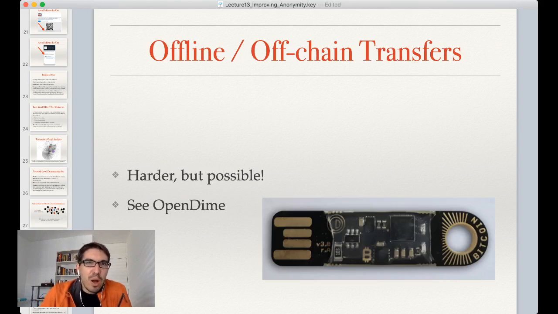You could do offline or off-chain transfers. These are a little bit more in-depth, but they are possible. OpenDime, I think, is a very interesting way of doing this. It's actually a USB, or the equivalent of a USB stick.